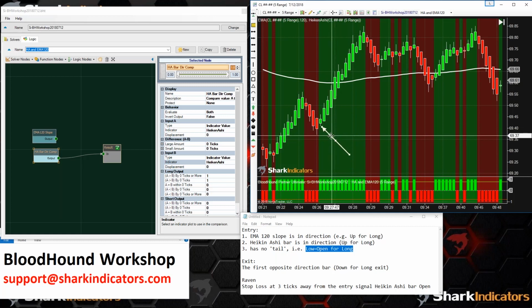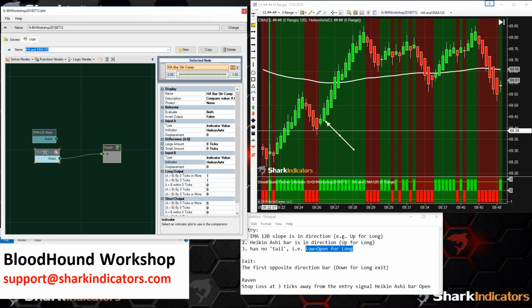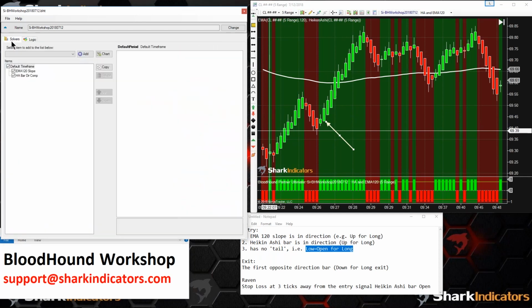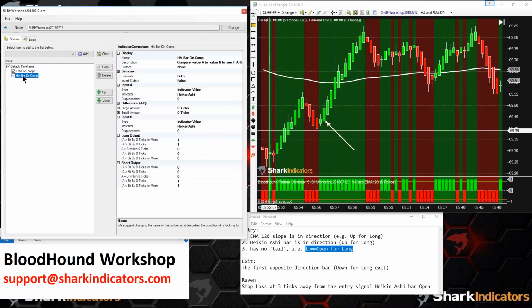So in this case, the low of the bar is not equal to the open, but clearly on these other bars, it is. So we're going to be using the Heiken Ashi prices again, just like we did in this comparison solver. So I'm going to take a little shortcut here. I'm going to go over to the Solvers tab, and make a copy of this Heiken Ashi bar direction comparison solver.